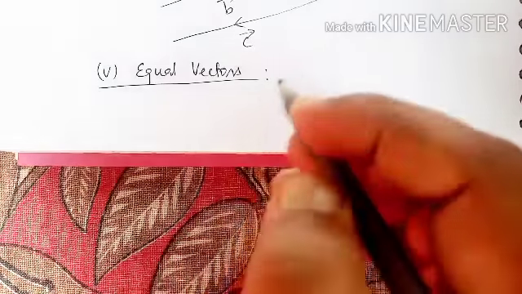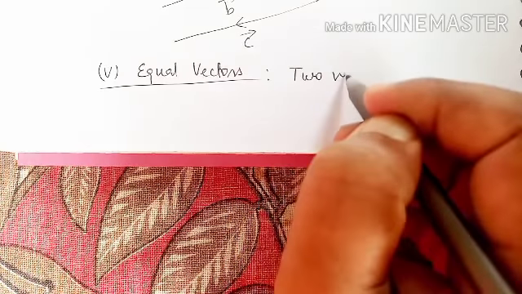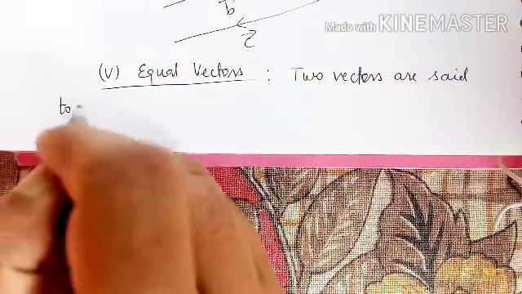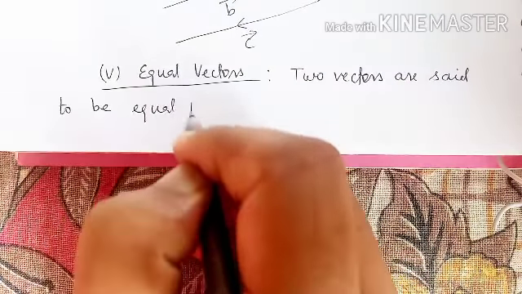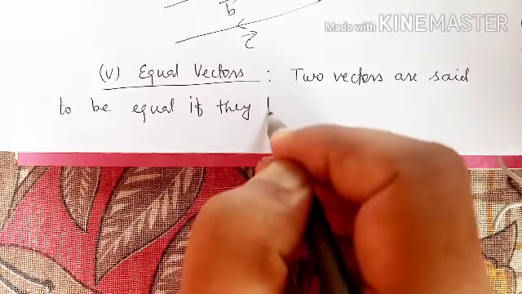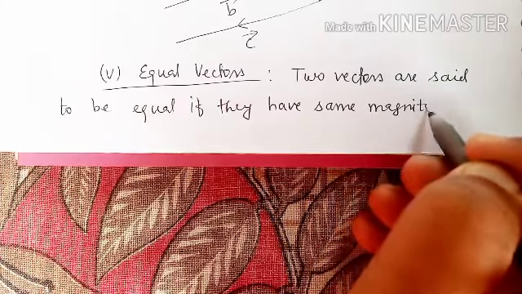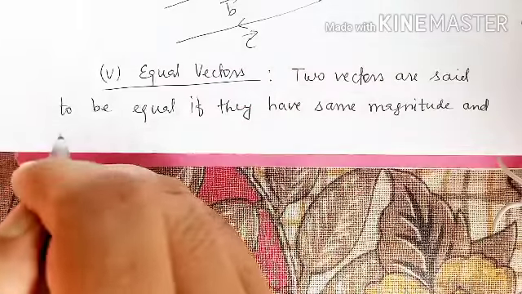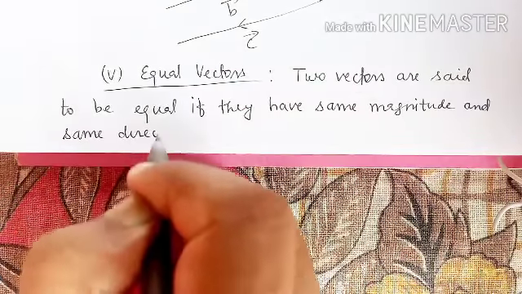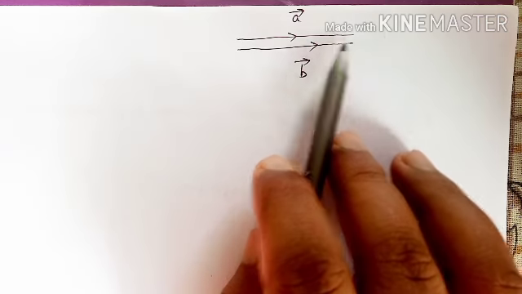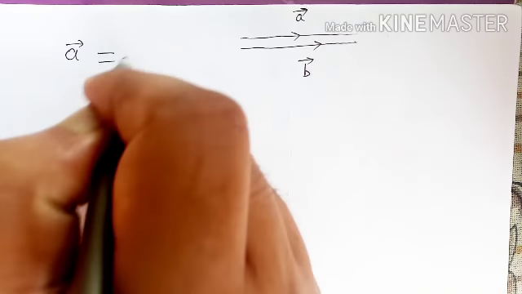Equal vectors. Two vectors are said to be equal if they have same magnitude and same direction. Here we can see vector A and vector B. They have same magnitude and same direction. We can write vector A is equal to vector B.